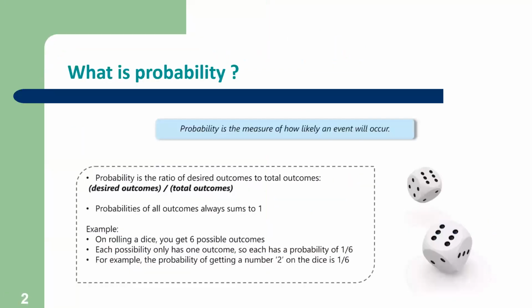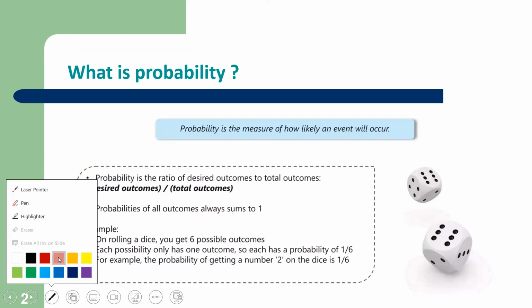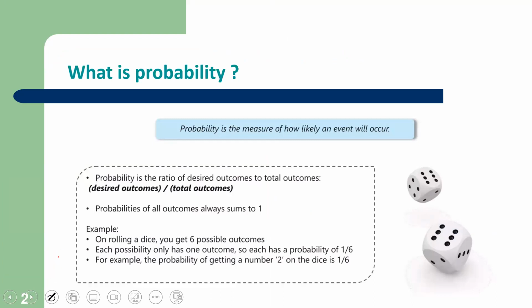Let's see what is probability. I think you might have studied it in your school days, even in college, even in engineering. It will be just a refresh for you. So let's look into what is probability. Probability is the measure of how likely an event will occur. That means there is an event, and what is the probability of occurrence of that event, how likely it is going to happen.